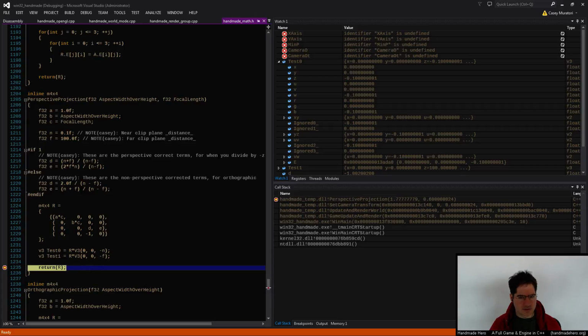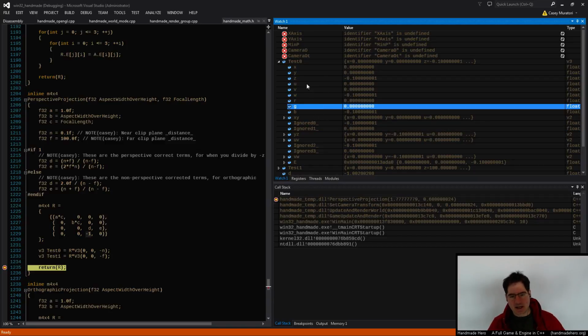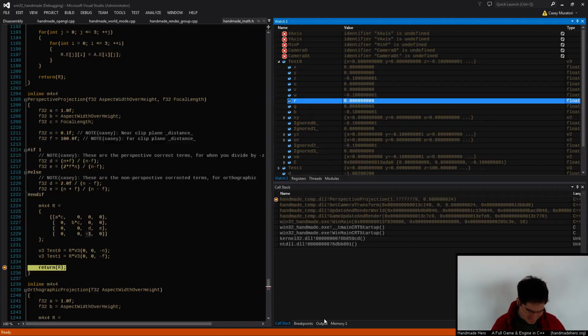Although, no, it isn't. This is my z value, negative 0.1. But it's not getting multiplied by that. Ah! Right. That's awesome.